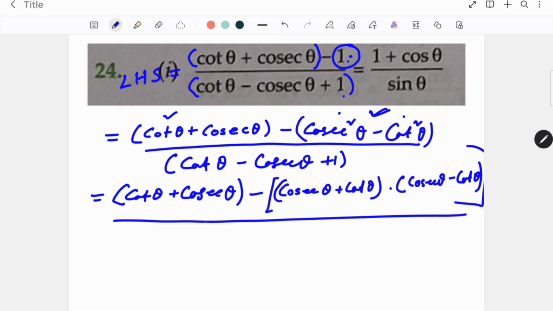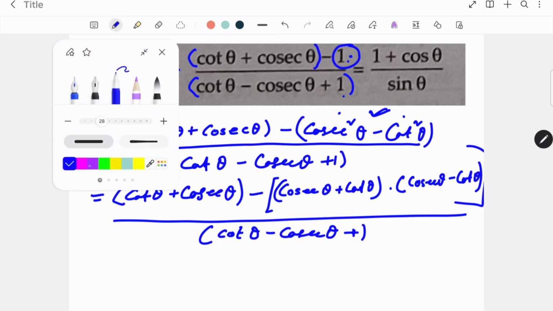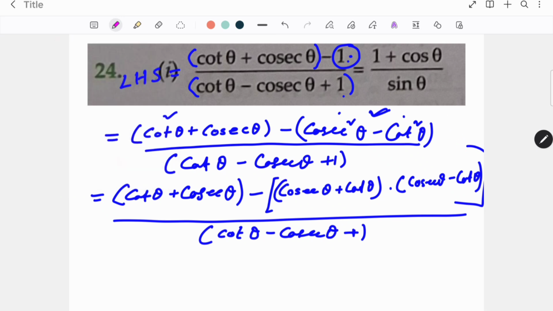The down one has no changes, just keep it as it is: cosec theta minus cot theta minus cosec theta plus 1. Down one we are not going to change anything. Now see one thing, this part cosec theta plus cot theta and this cosec theta plus cot theta can be taken common from the up, so we are taking it.